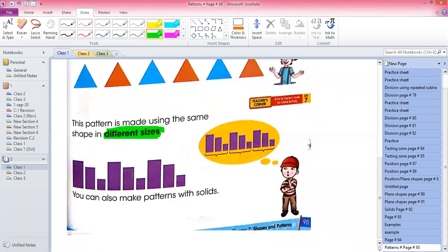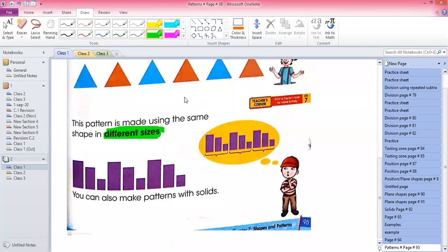These all are rectangles, guys. But you can see their sizes are different. This is big. This is smaller. This is the smallest. Big, smaller, smallest. If I ask you what will come next, you will say, sir, it will be big. Why? Because in the pattern, after smallest, it will be a big. The pattern is made up of three sizes. First is big, second is smaller, third is the smallest.